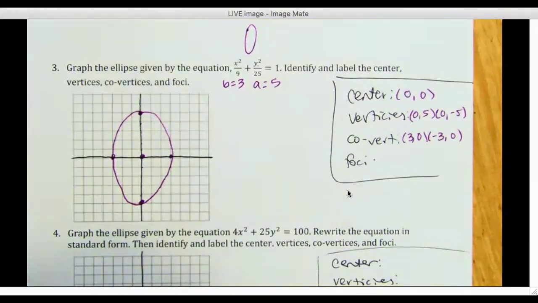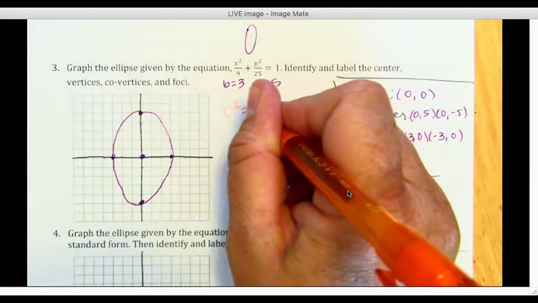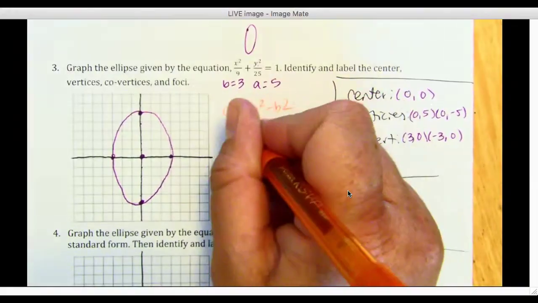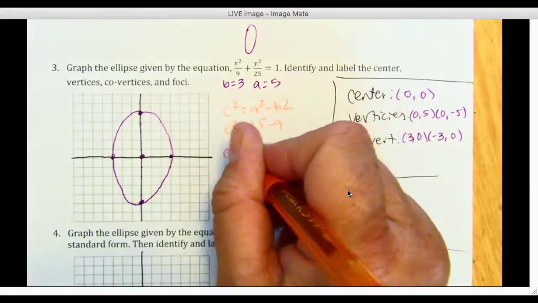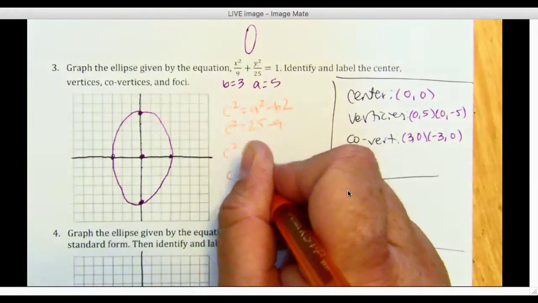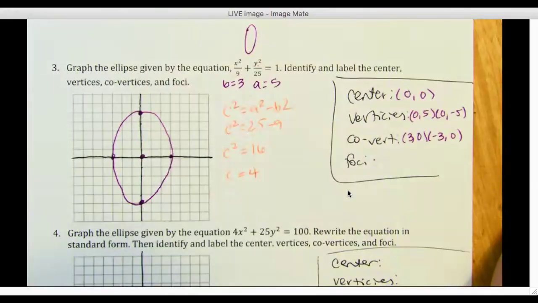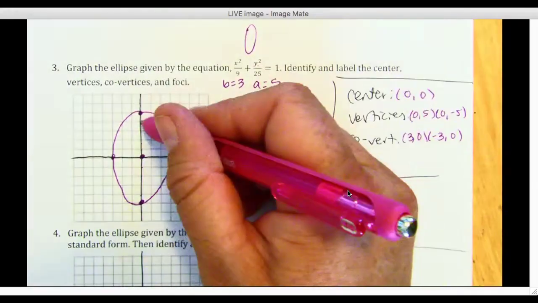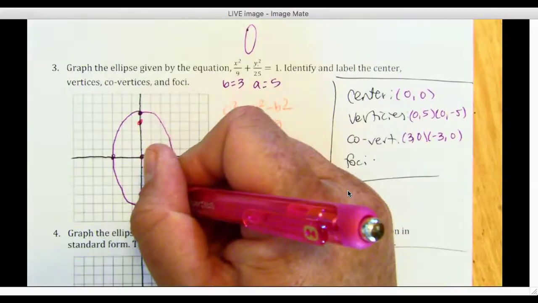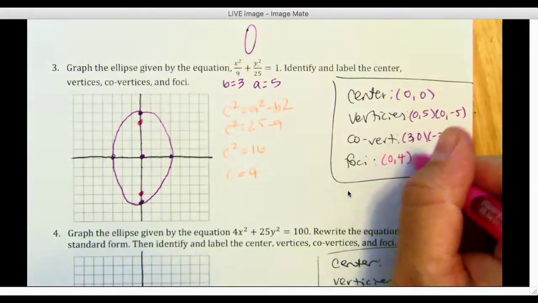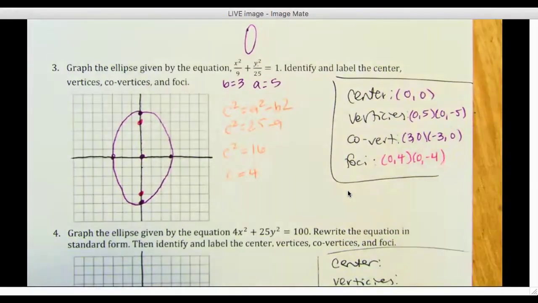And then for my foci, c squared is equal to a squared minus b squared. So 25 minus 9. So c squared equals 16. So c equals 4. And so my foci are on that major axis. If this is a vertical ellipse, they're going to be out 4 in each direction on that major axis. So that would be 0, 4, and 0, negative 4.